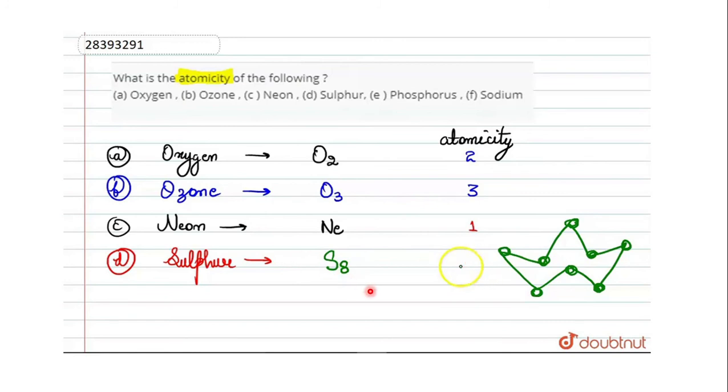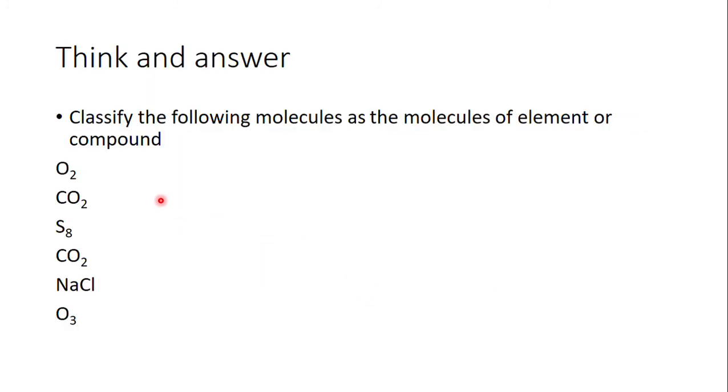Now this is your homework, but I'll give you a clue. Classify the following molecules as a molecule of an element or a compound. Now O2 is a molecule of an element because 2 oxygen atoms combine to form the molecule O2. Carbon dioxide, 2 different atoms, so it is a molecule of a compound. S8, molecule of an element. Carbon dioxide, again a molecule of a compound, 2 different atoms. Sodium chloride, which is a stable salt, 2 different atoms combined. So it is a molecule of a compound.